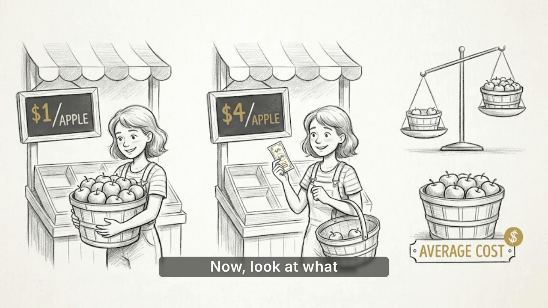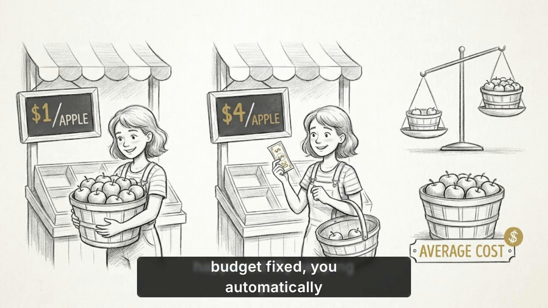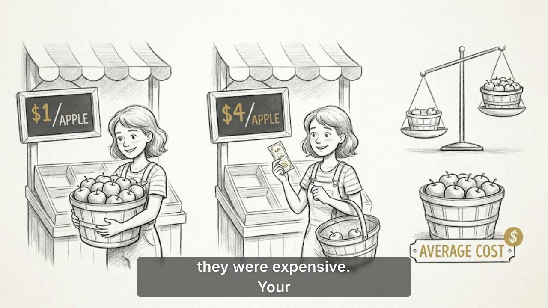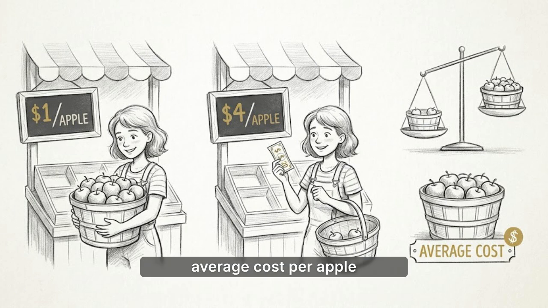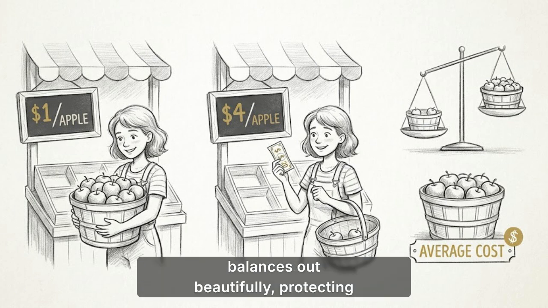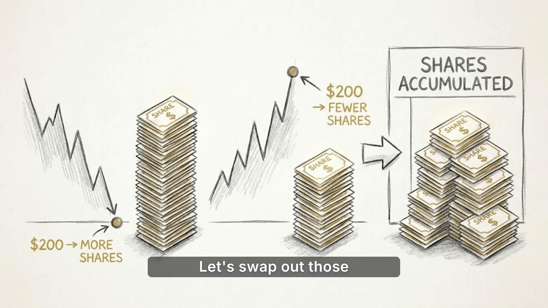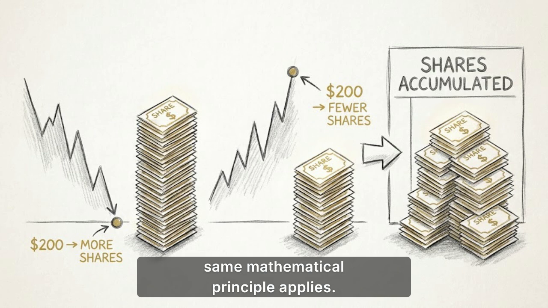Now look at what happened. By keeping your budget fixed, you automatically bought a lot of apples when they were cheap and fewer when they were expensive. Your average cost per apple balances out beautifully, protecting you from overpaying for a giant pile during an expensive week. Let's swap out those apples for real-world assets, like shares of a stock or an index fund. The exact same mathematical principle applies.